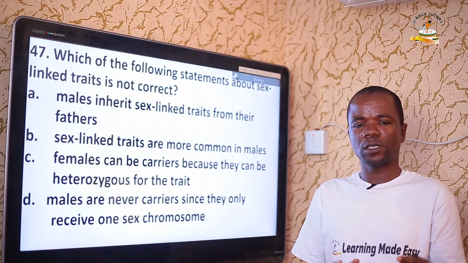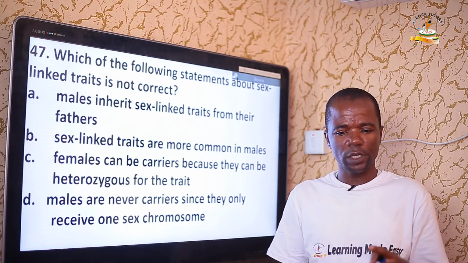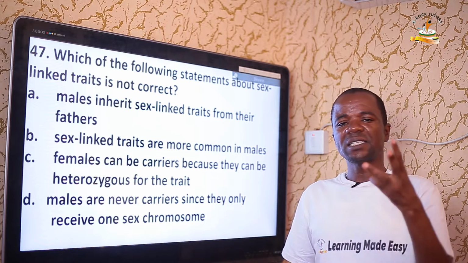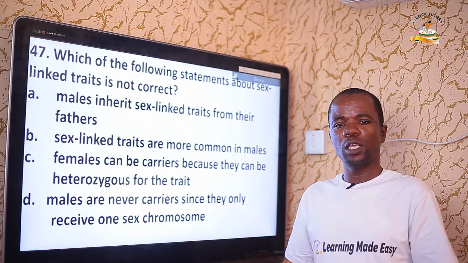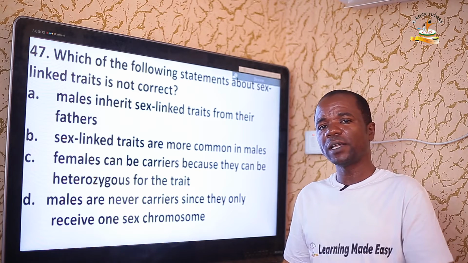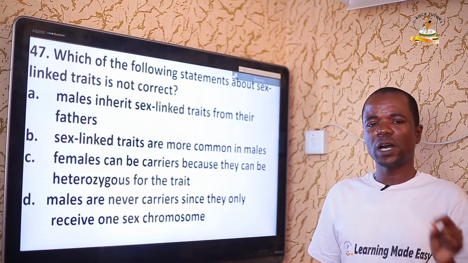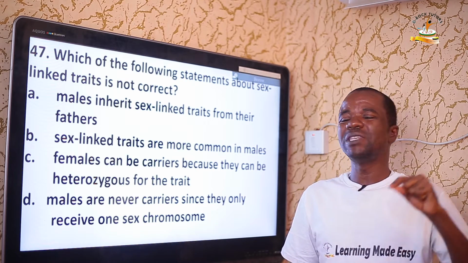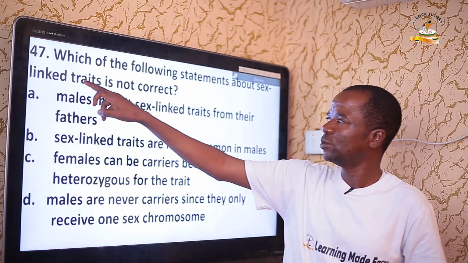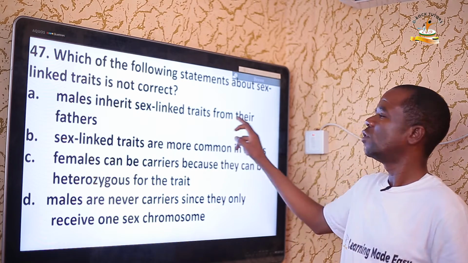And sex-linked traits or sex-linked characters are usually transferred in three ways. Sex-linked traits can be transferred from mother to son. Sex-linked traits can be transferred directly from mother to the daughter. Sex-linked traits can be transferred directly from the father to the daughter. But sex-linked traits can never be directly transferred from the father to the son. So, according to the question here, which of the following statements about sex-linked traits is not correct? Males cannot inherit sex-linked traits from their father.